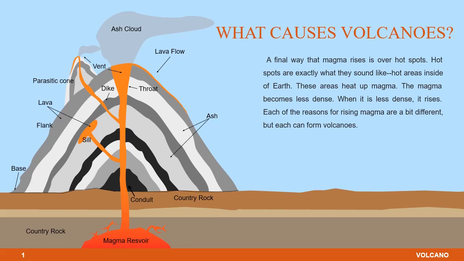A final way that magma rises is over hotspots. Hotspots are exactly what they sound like, hot areas inside Earth. These areas heat up magma. The magma becomes less dense. When it is less dense, it rises. Each of the reasons for rising magma are a bit different, but each can form volcanoes.